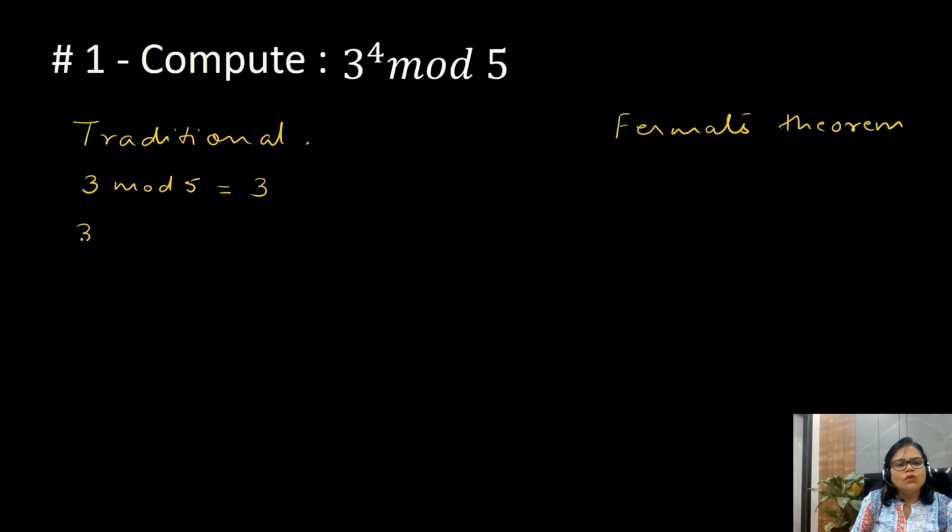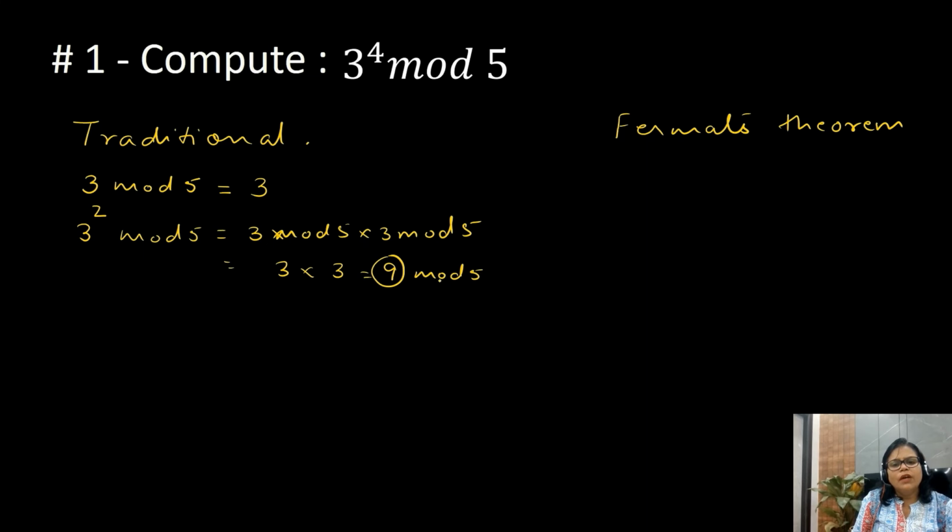The next step is you square this number, that is 3 square mod 5, that is 3 mod 5 into 3 mod 5. 3 mod 5 is 3, and the other 3 mod 5 is 3. That is 9. And since 9 is larger than 5, you have to do mod 5 to bring it within 0 to 4. How will you do 9 mod 5? You take the number 9 and divide it by 5. So 5 into 1 is 5 and whatever is the remainder will be your answer. So 9 mod 5 is the remainder of 9 divided by 5, which is 4. So we got 3 square mod 5 as 4.